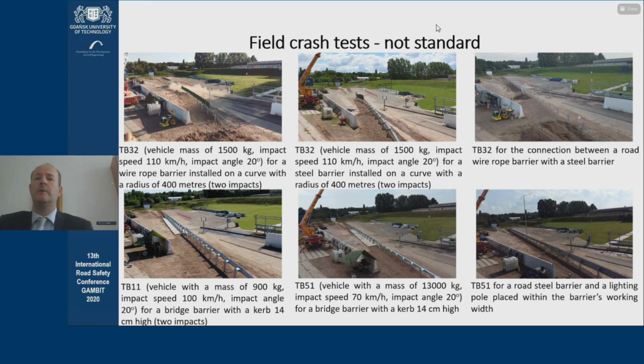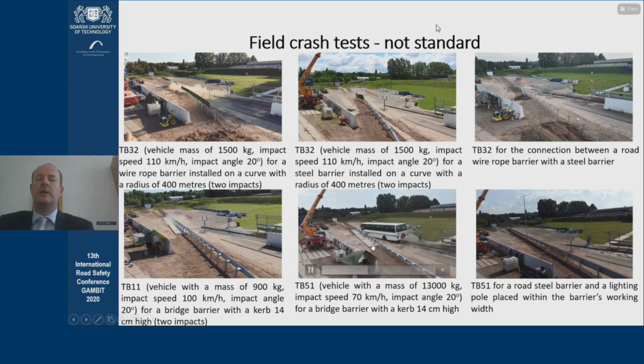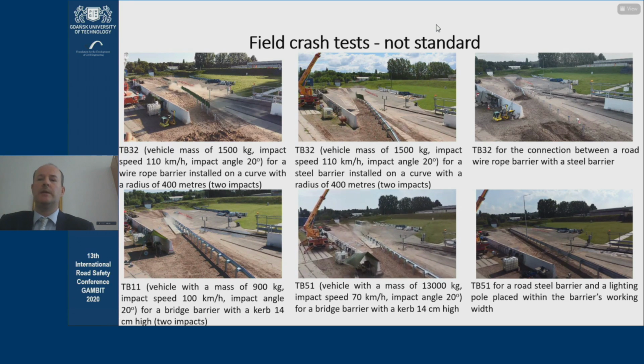These were located on a curve without an inclination. There were connections between a wire rope barrier and steel barrier. There was a test with a short bridge barrier. That's one of those tests with a lightweight vehicle, where we mainly tested G force inside the vehicle. And we hit the same barrier later with a bus.